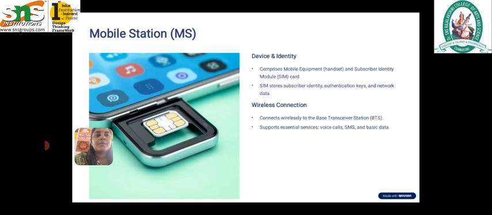So the mobile station is nothing but the devices, any handheld or seamless mobiles or any devices that are connected between the networks for communication between the users. It comprises mobile equipment and the Subscriber Identity Module for communication across the global network. It is connected wirelessly through the base transceiver station. It supports essential services like voice calls, SMS, basic data, voice transmission, and other types of wireless connections.